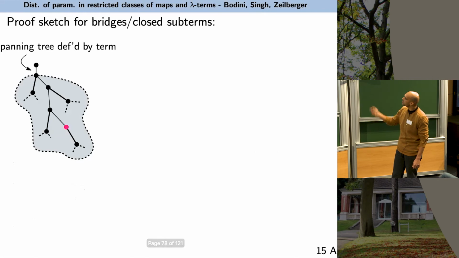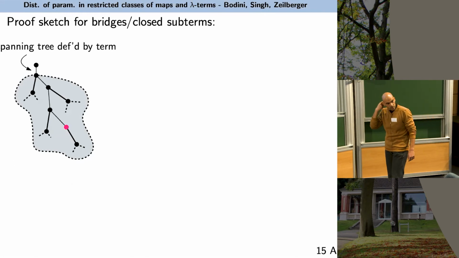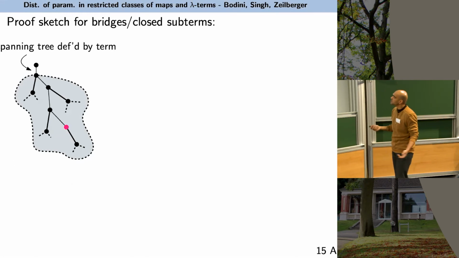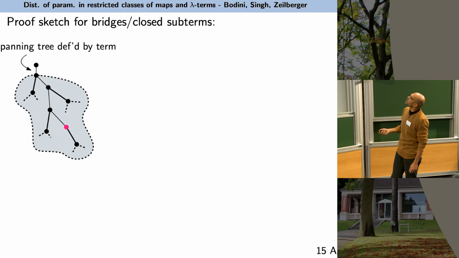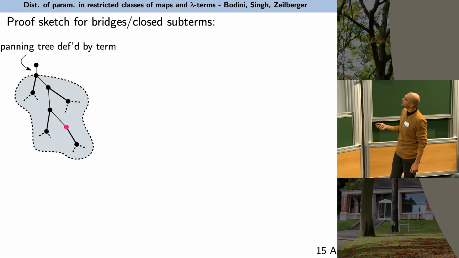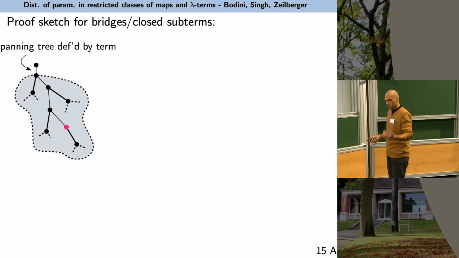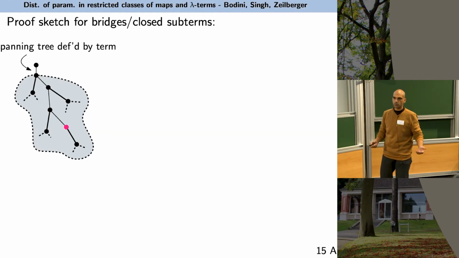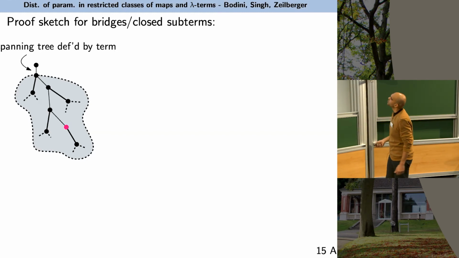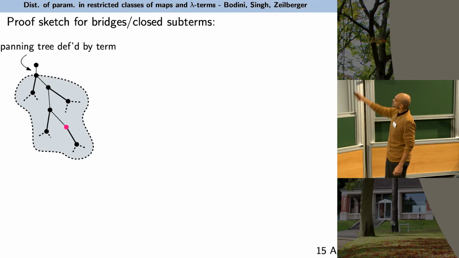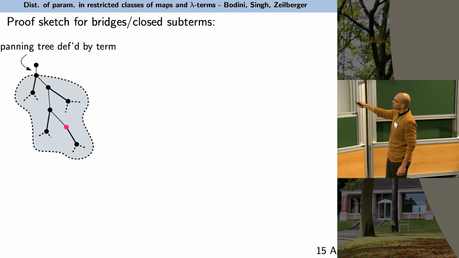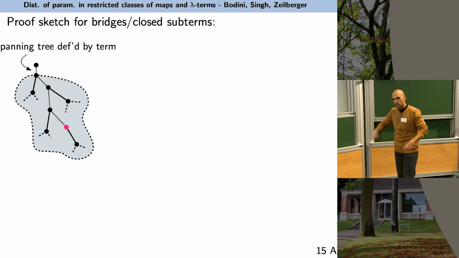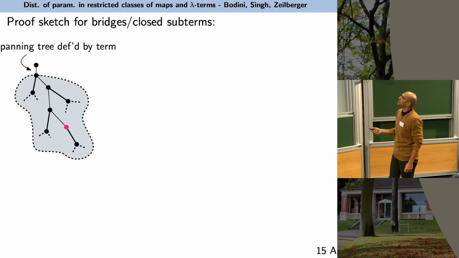So we can try to do the same thing for bridges and closed subterms. And this time, it's not going to be as easy. But the essence is the same once again. We can start by defining an interesting class of objects, which we'll use to derive the bijection we want, because as we said, the first step is always to have a nice bijection. We can see that these lambda terms essentially define a very unique spanning tree with very interesting properties in a map.